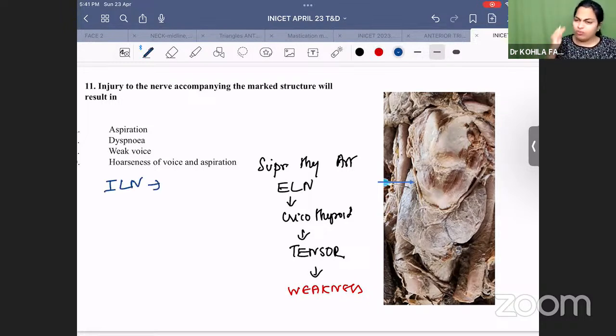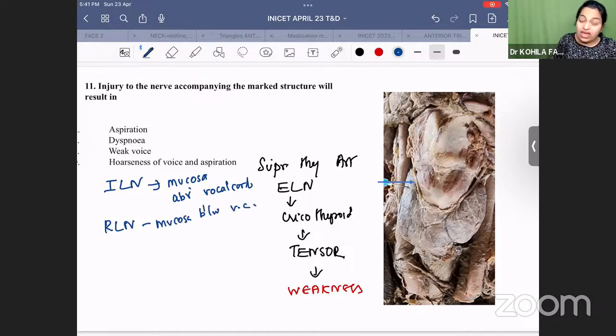Internal laryngeal nerve is purely sensory. It is going to supply the mucosa of the larynx above the level of vocal cord. Mucosa above the vocal cord, right? Recurrent laryngeal nerve is a mixed nerve, right? So it supplies the mucosa below the vocal cord and also motor to all muscles of larynx except cricothyroid.